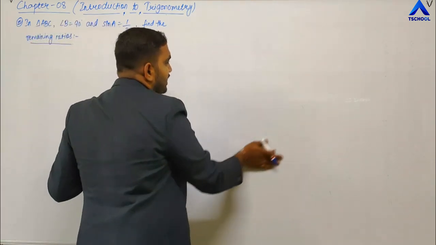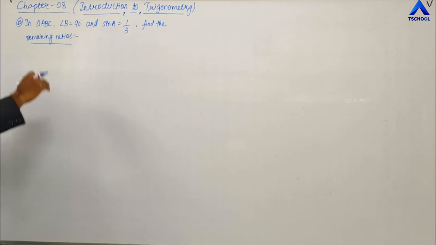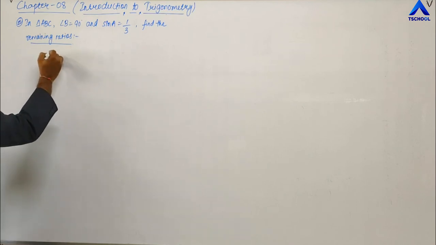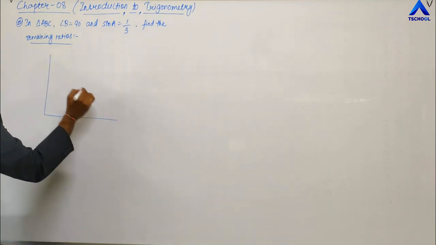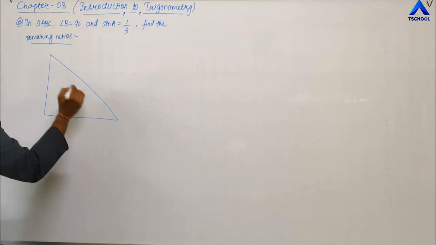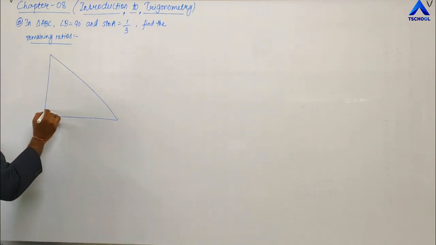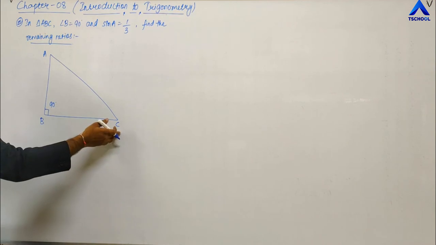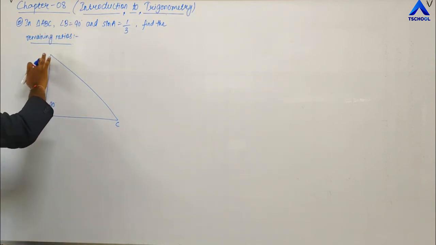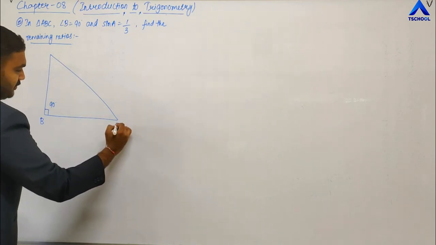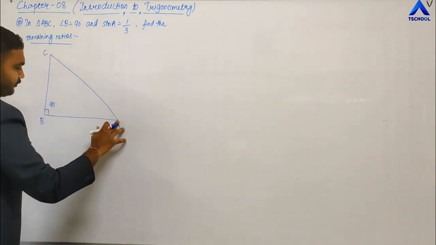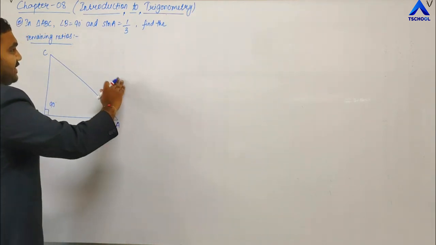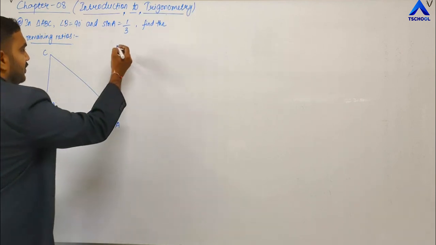So we will first of all see how this figure is obtained. In triangle ABC, angle B is equals to 90 degrees. So first of all, we will draw a triangle ABC with angle B as 90. So this will be B, because this shows me 90 degree here. And you can take A and C anywhere. If you take A here, then there it will be C. If you take C here, then there it would be A. So let me take A here, and this is my C, right? So I got the triangle ABC, and we are given that sine A is equals to 1 upon 3.